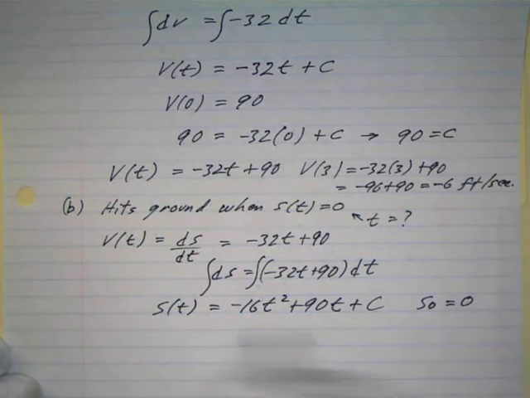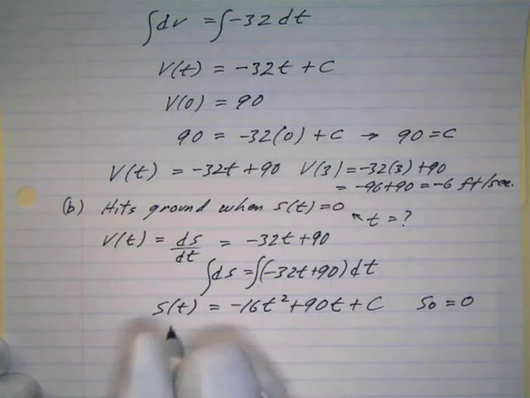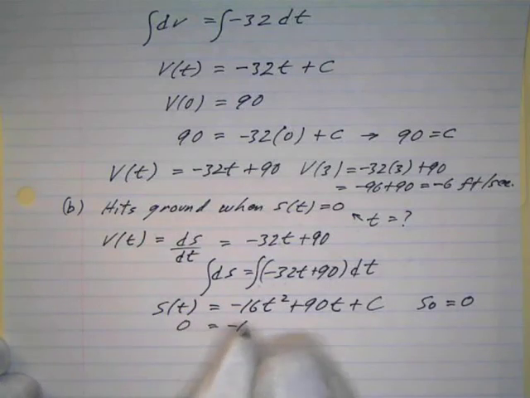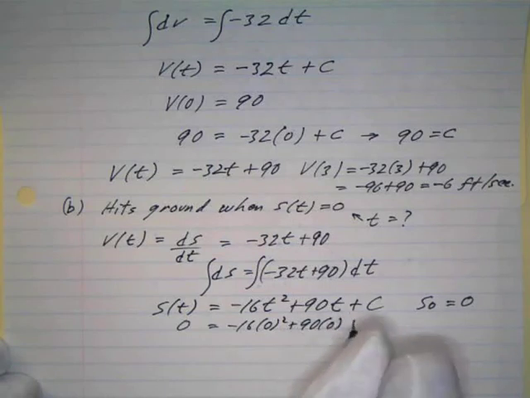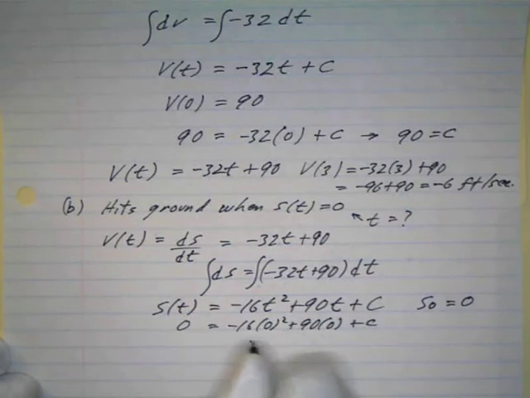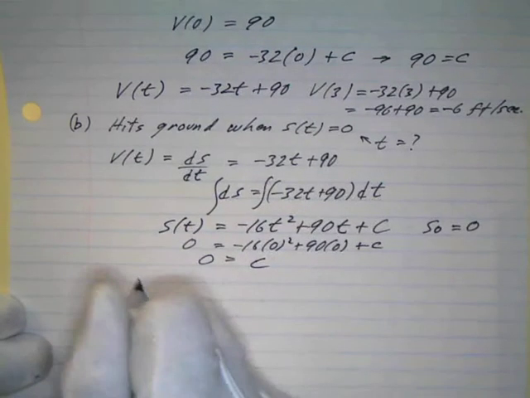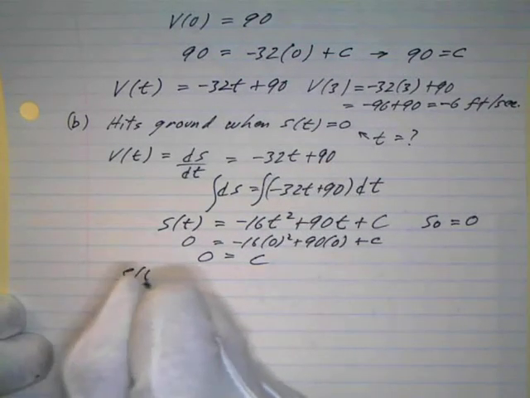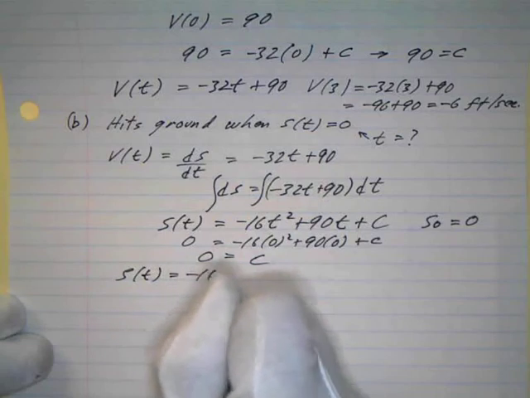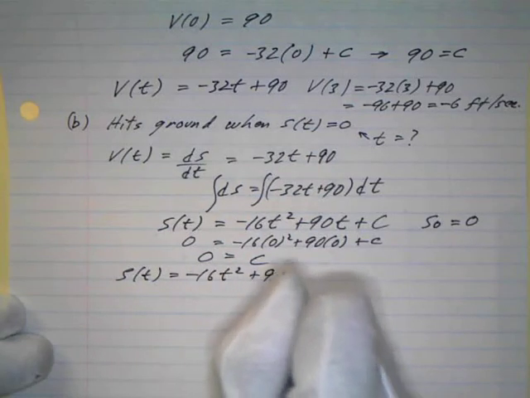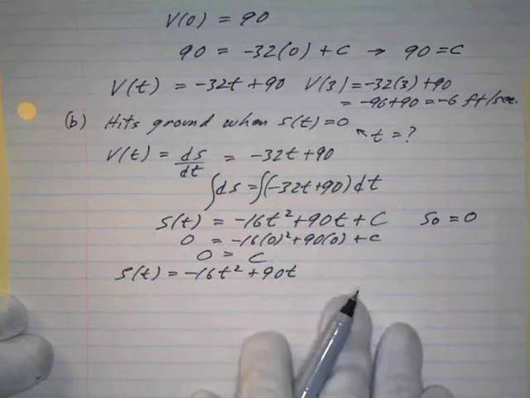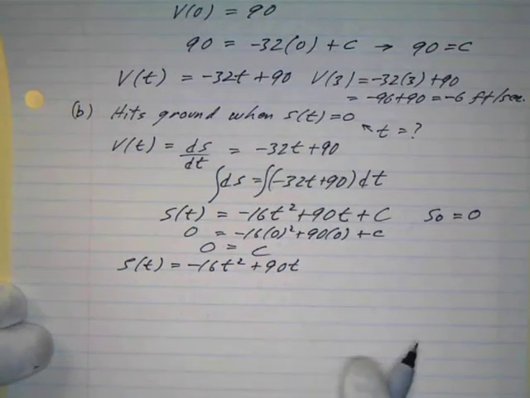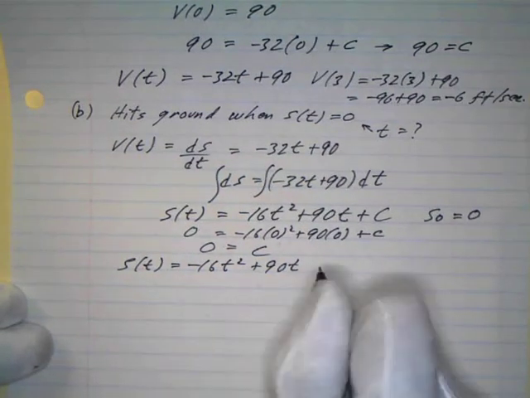So again, if we put 0 in, we have 0 equals negative 16 times 0 squared plus 90 times 0 plus c, so c equals 0. So there's our position function at any time: negative 16t squared plus 90t, because our initial position was 0 again. So we want to find out when this is equal to 0.